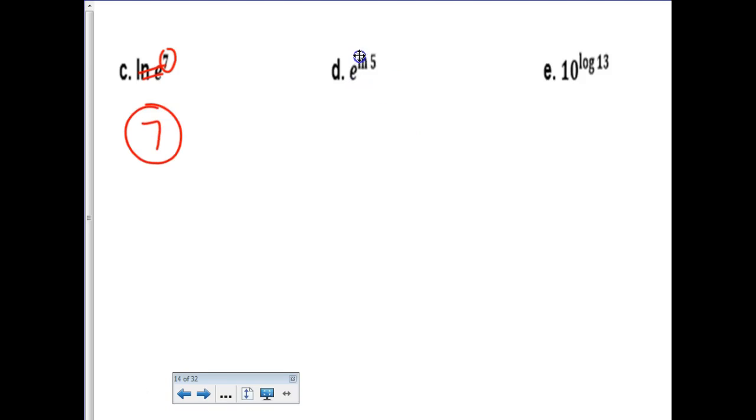e to the natural log power of 5. e to the natural log, those functions will cancel each other out. The 5 drops down. Hey, that's weird. What's the base on that logarithm? They didn't tell me. Because it's a 10, it's a common log, so put a 10 there if it bothers you. But 10 to the log base 10 of 13, 10 to the log base 10, those are going to knock each other out, and you get a 13.